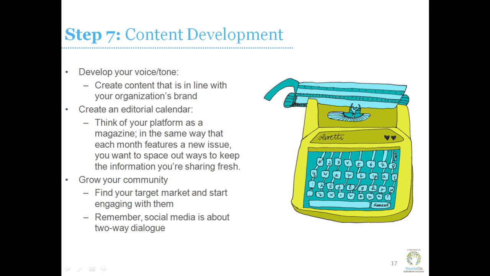The next step, and one of the most important ones, is content development. This involves creating what it is you want to put out in social media. The first step of this is to really develop a tone or voice for your organization. You want to create content that is in line with your organization's brand. So, for example, the Boys and Girls Club of America has developed a sincere tone in its messaging that strikes a balance between the severity of the need of its core audience and the joy and youthfulness of its members.